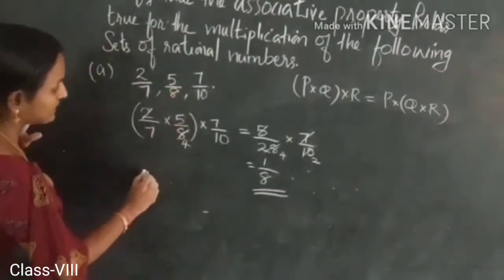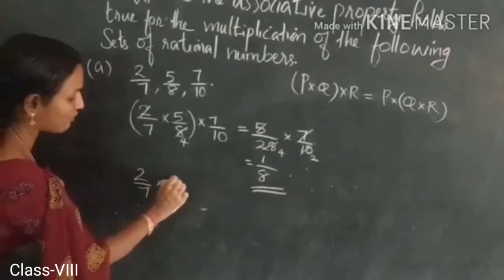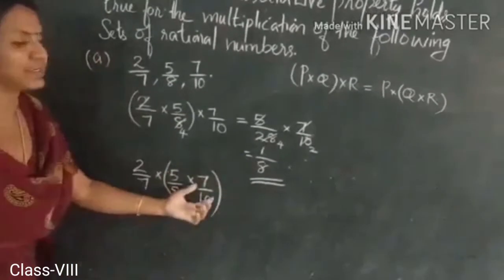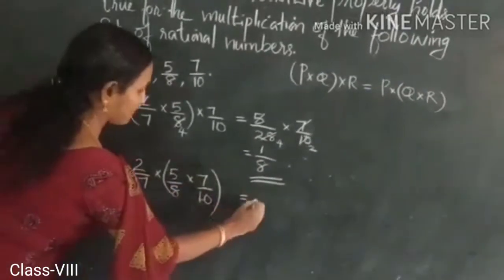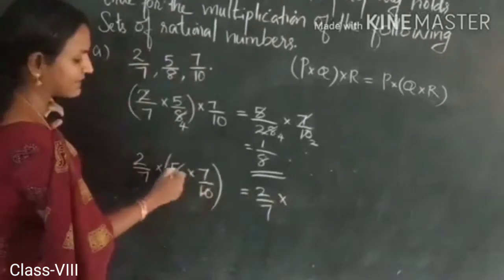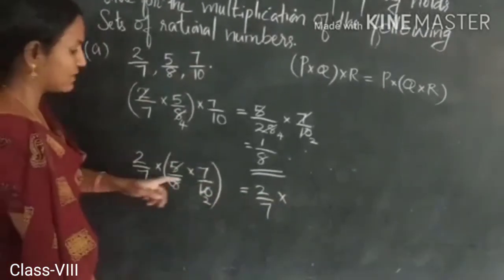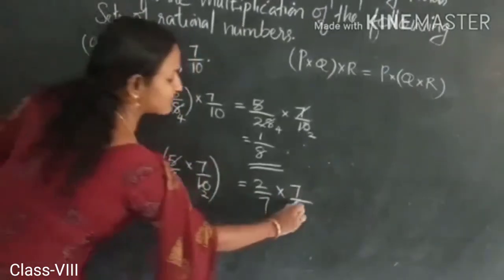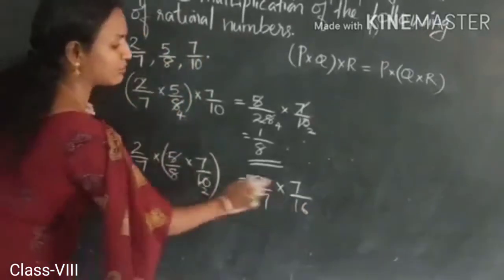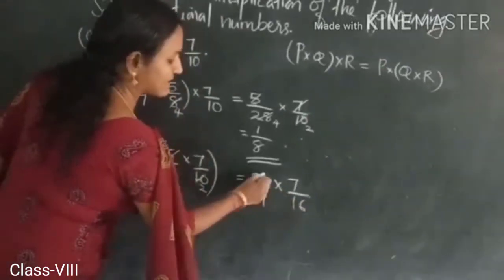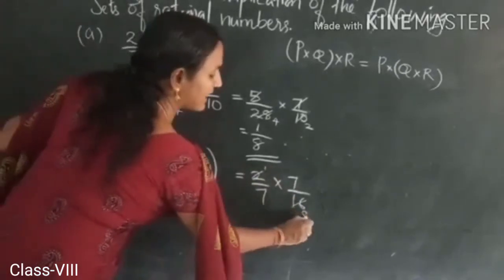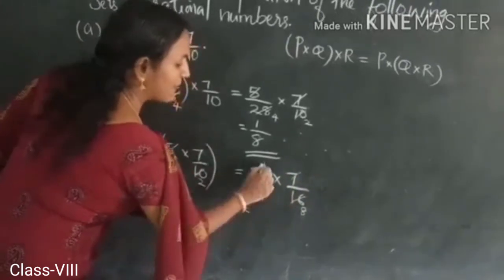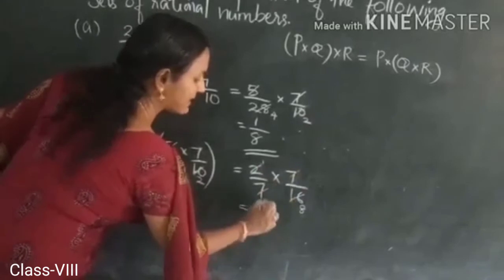Then 2 by 7 into (5 by 8 into 7 by 10). Then 5 by 8 and 7 by 10 together is equal to 2 by 7 into, cancelling, 2 5s are 10. So 1 into 7, 7 divided by 2 into 8, 16. Multiplying the numerators by multiplying the denominators. 8 2 and 16 cancel. 1 2s are 2 and 8 2s are 16. 7 and 7 cancel. Is equal to, multiplying the numerators, 1 into 1, 1 by 1 into 8, 8.